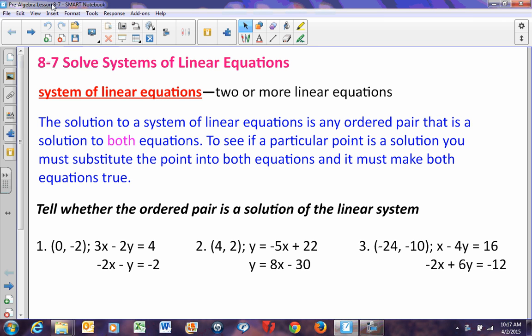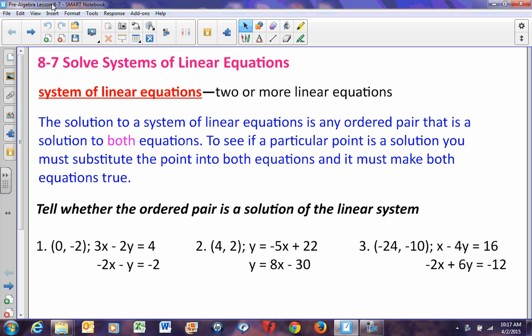This is pre-algebra lesson 8-7, solving systems of linear equations. A system of linear equations is two or more linear equations, two or more lines. The solution to a system of linear equations is any ordered pair that is a solution to both equations simultaneously.